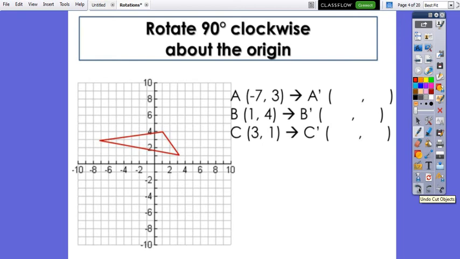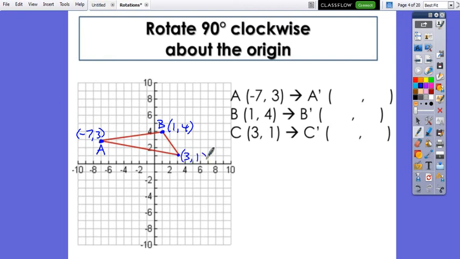This point is 1, 4. That corresponds to point B, what they're calling point B. So I'm going to put a B right here. This point over here is -7, 3. That corresponds to A. And then the last point over here, point C, is 3, 1.